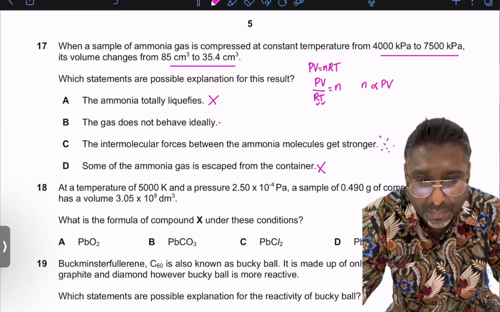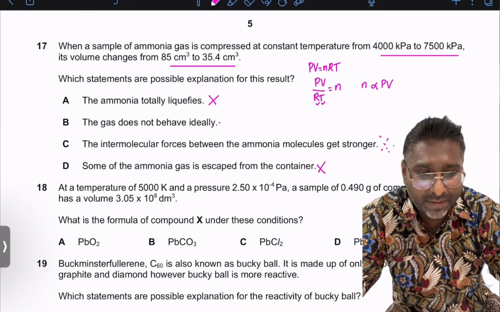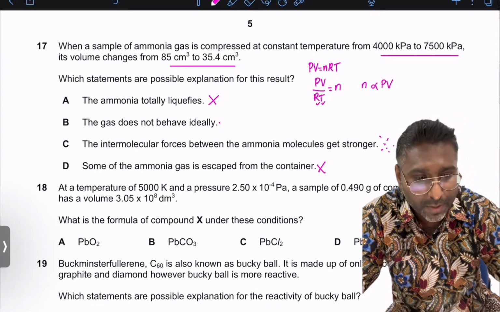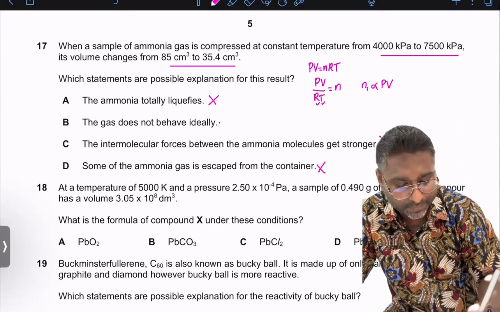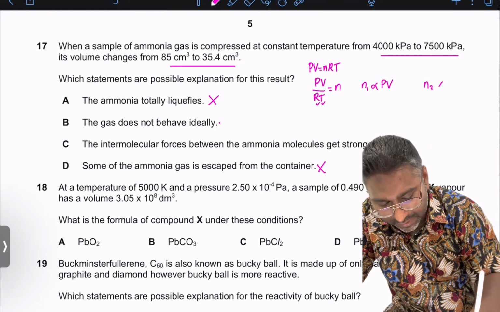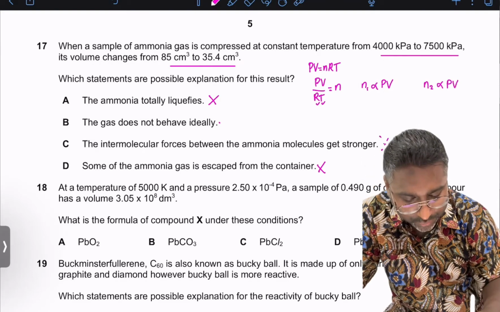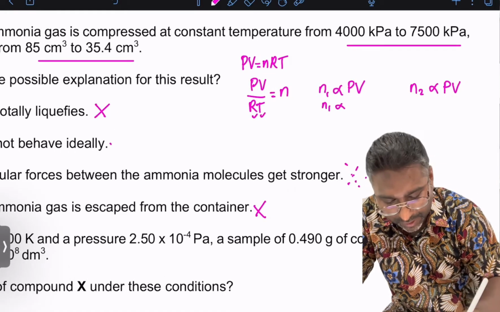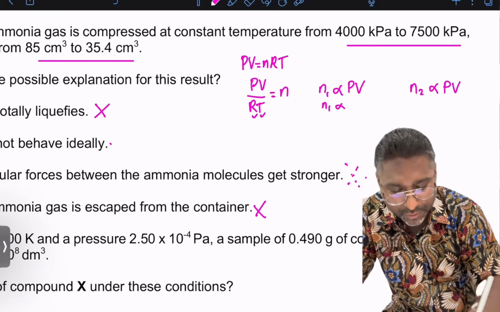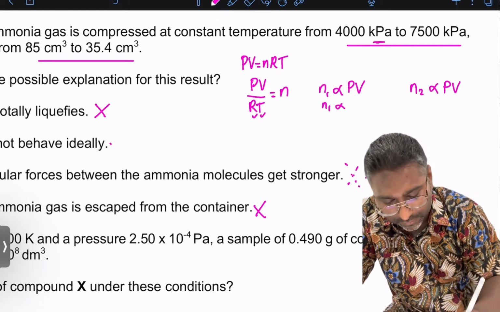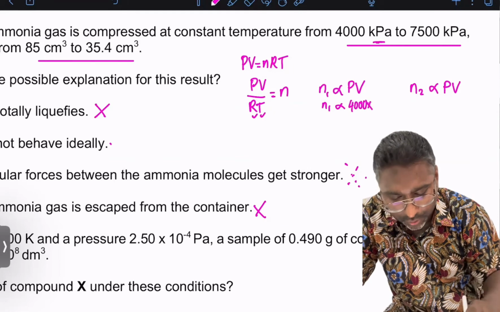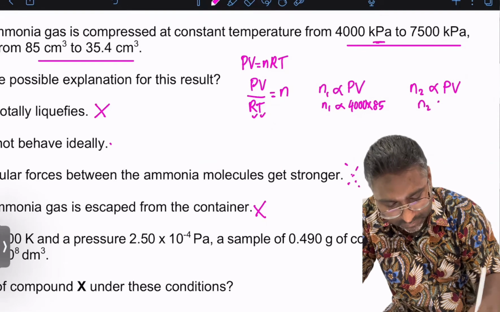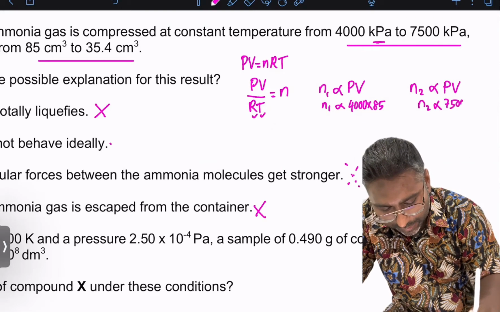Do remember, in this case when we are compressing, we are dealing with the same number of moles of the molecule. So if I have n1 and n2, they must be the same as well. So I write n1 directly proportional to, and I don't change the unit, I just use the existing unit, 4000 times volume. Volume is 85 earlier. Then n2 is going to be 7500, then the volume becomes 35.4.